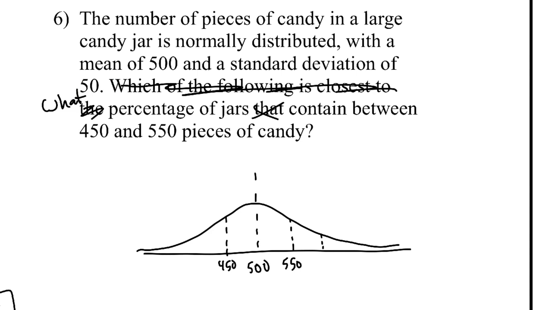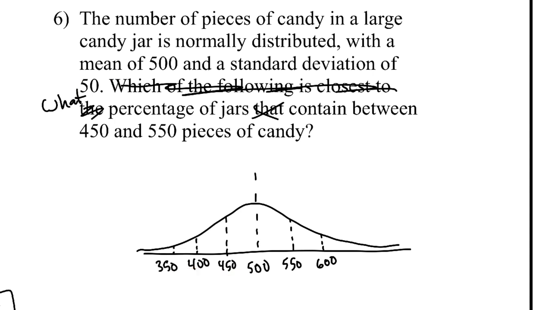Then we go out 2 standard deviations like that and continue on that same pattern. And we just add 50 as we move out to the right because that's our standard deviation. Subtract 50 as we move out to the left.